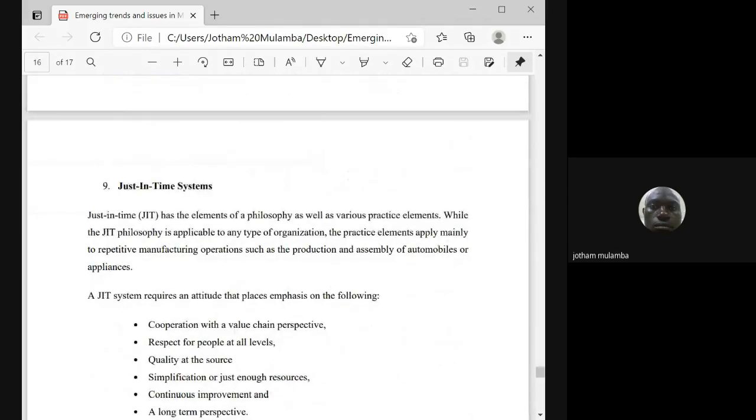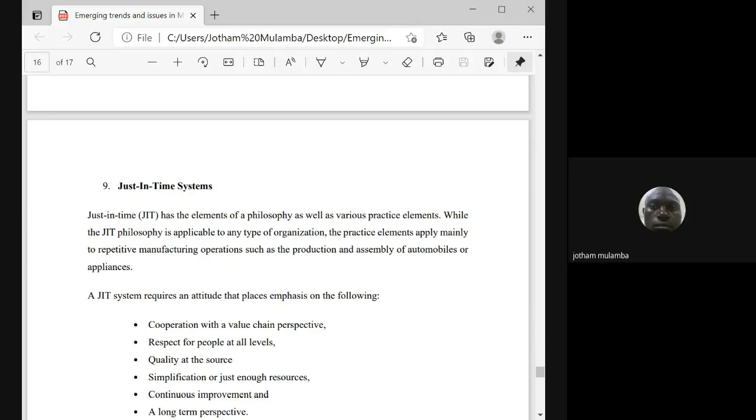Then the next one is the just-in-time system. When you talk of the just-in-time system, it has the element of philosophy as well as various practice elements. And this is used in Japan. Rather than, let's say, Kenya Institute of Management having a store where we buy materials, stationery, and stock them in our store for a very long period of time, in that case we'll be incurring storage cost. Remember, with those materials any accident can occur. They can catch fire, water can spill on them, and they get destroyed or damaged.